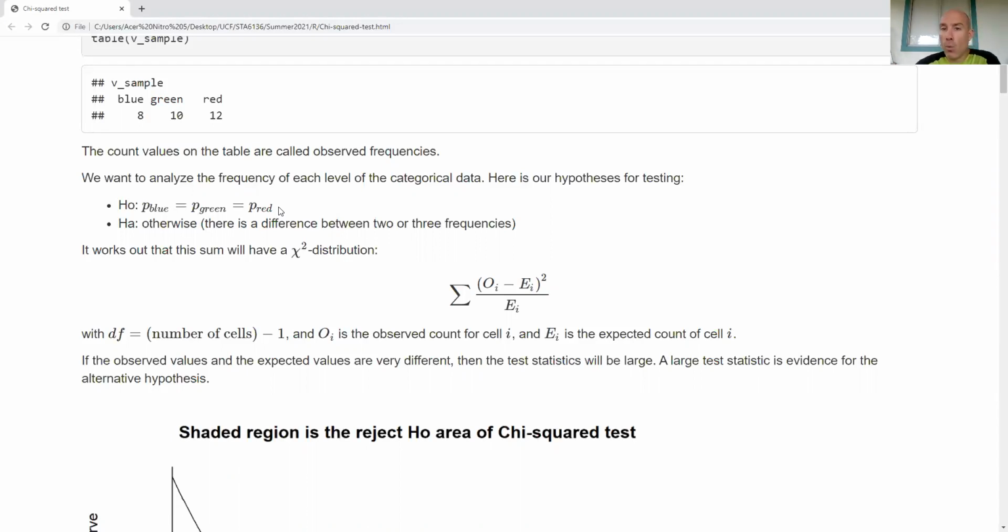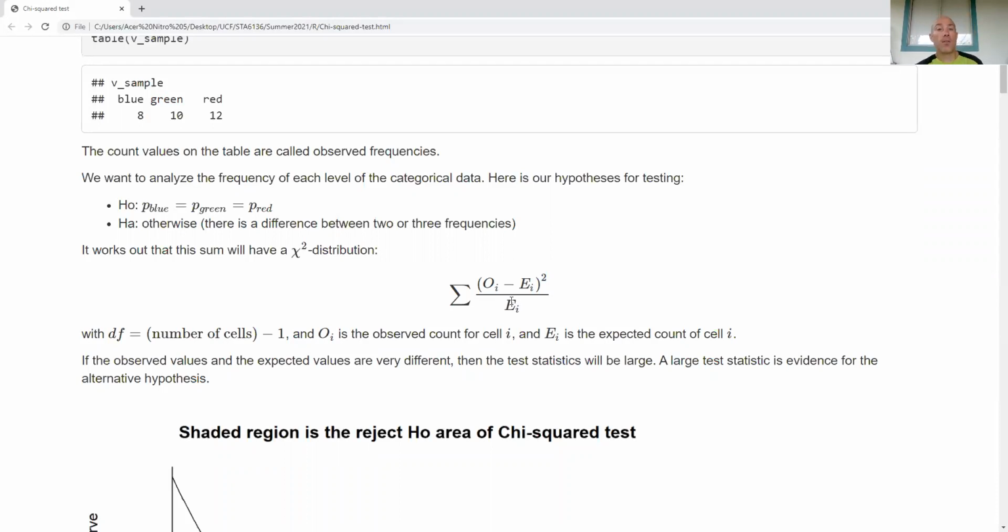All right, so it works out if I take the observed value minus the expected value, I square the difference, then I divide by the expected value, and then add it all up, I'm going to have a chi-square distribution. So observed minus expected, square that, divide by expected of each cell, add it all up. That's my chi-square test statistic.